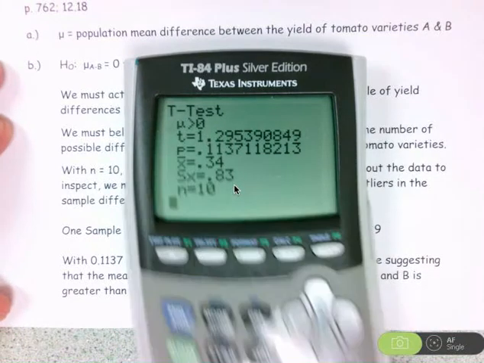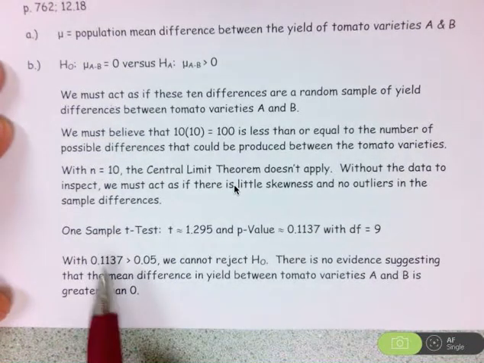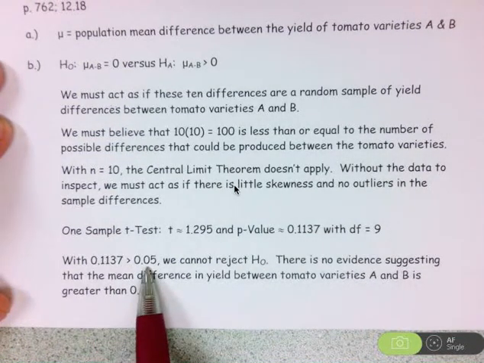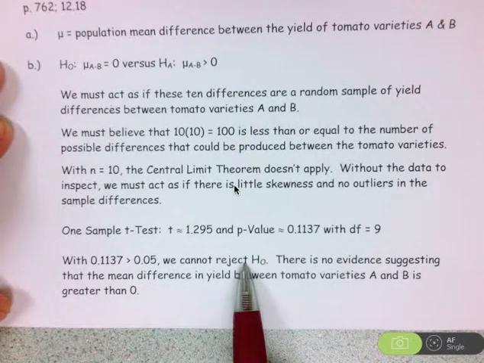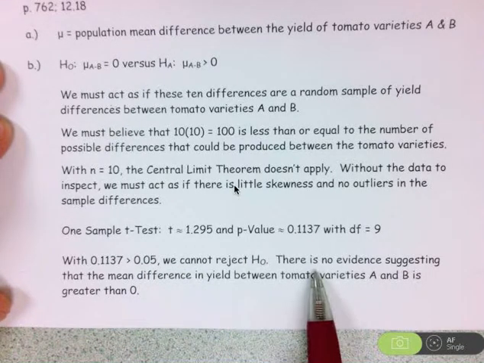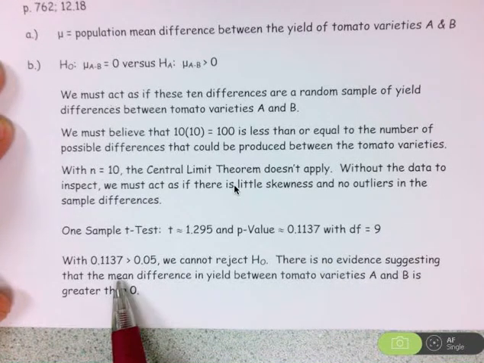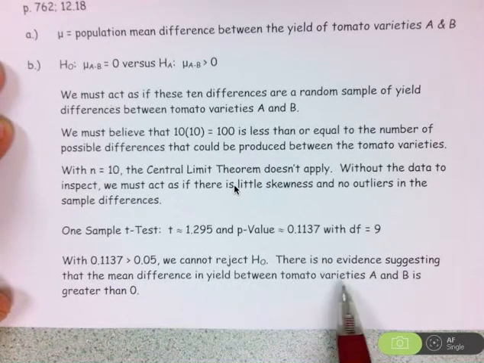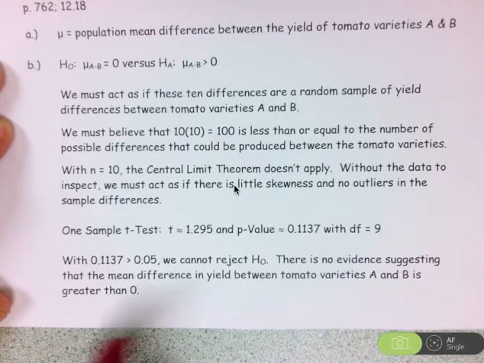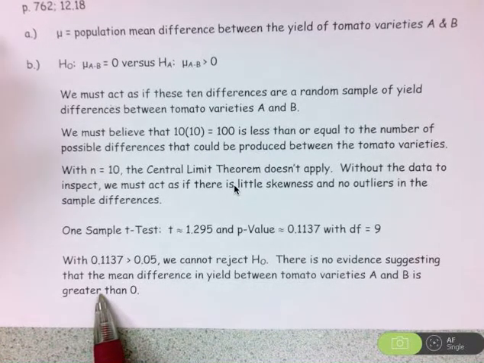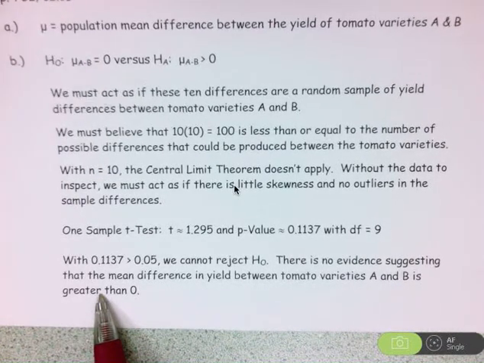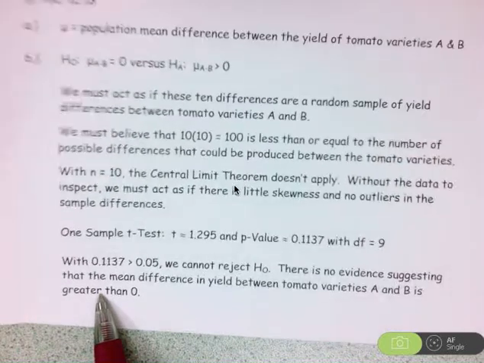So we're ready to interpret our result. With this p-value, which is greater than 5%, we cannot reject the null hypothesis. Writing about the alternative in context, I don't have any evidence suggesting that the actual mean difference in yield between these two tomato varieties is greater than 0. So that's what a complete significance test would look like in this context.